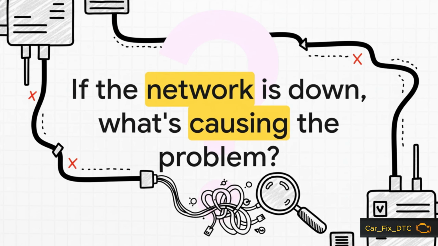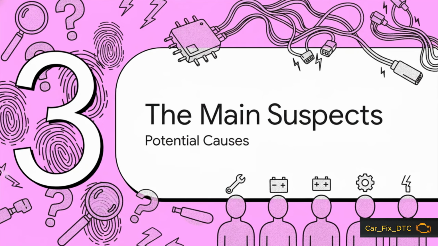And that leads us to the next big question, right? If this nervous system is failing, what's the actual cause? I mean, where does a mechanic even begin to look for the source of this kind of breakdown? This is where we put on our detective hats. We've got to line up the main suspects. And luckily, for technicians, there's a pretty standard list of culprits they investigate whenever a U0001 code pops up.